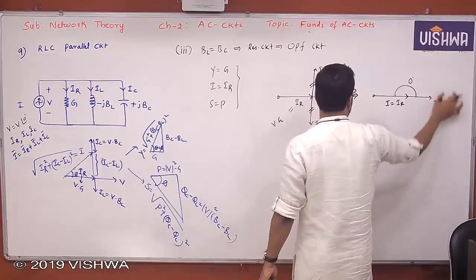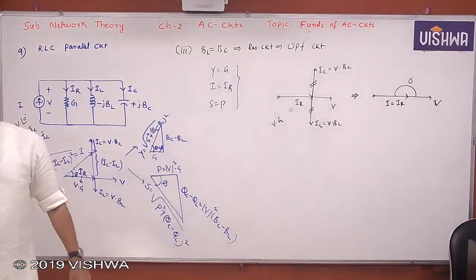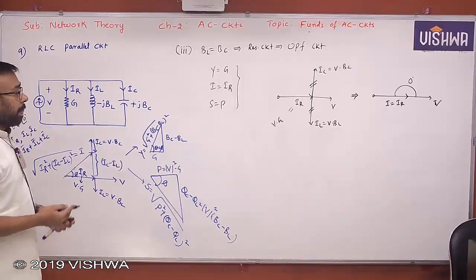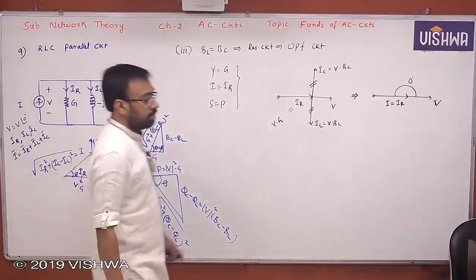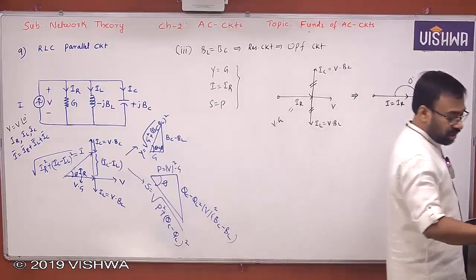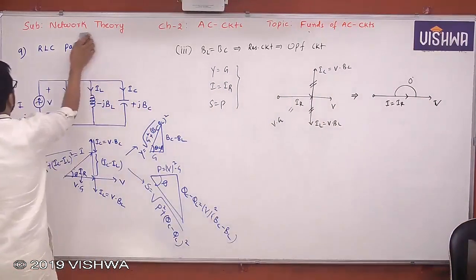Okay, so this is the phasor diagram for the condition BL is equal to BC. This is a phasor diagram, and all these three conditions we have mentioned for the RLC parallel circuit, similar to the RLC series circuit we have done.